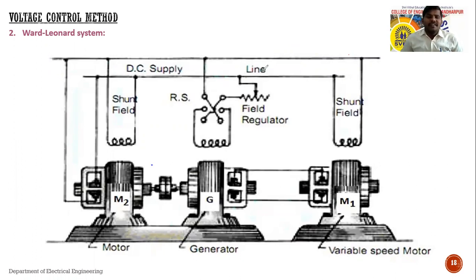Now see, in the Ward-Leonard system, two identical machines are used. Two machines are directly coupled to each other, and the motor whose speed we want to control is connected to the output of a generator. For the Ward-Leonard system, here we require two identical machines, दोन identical machine पाहिजे. One of the machines can be run as a motor, one of the machines can be run as a generator, and another one is the motor whose speed we want to control.